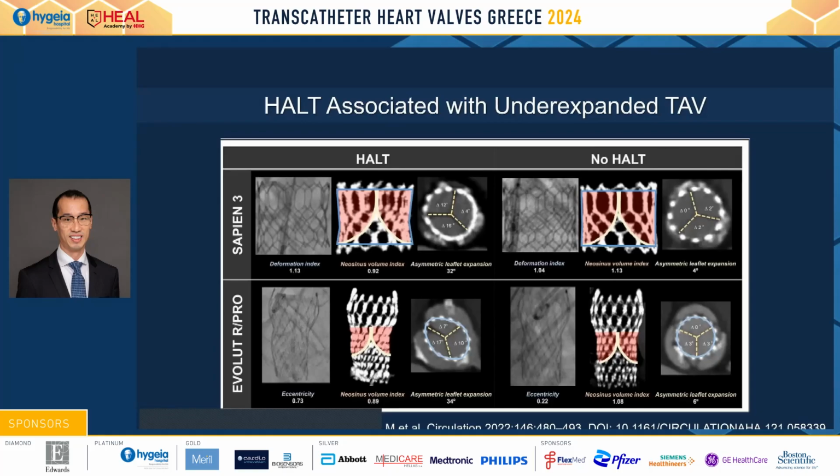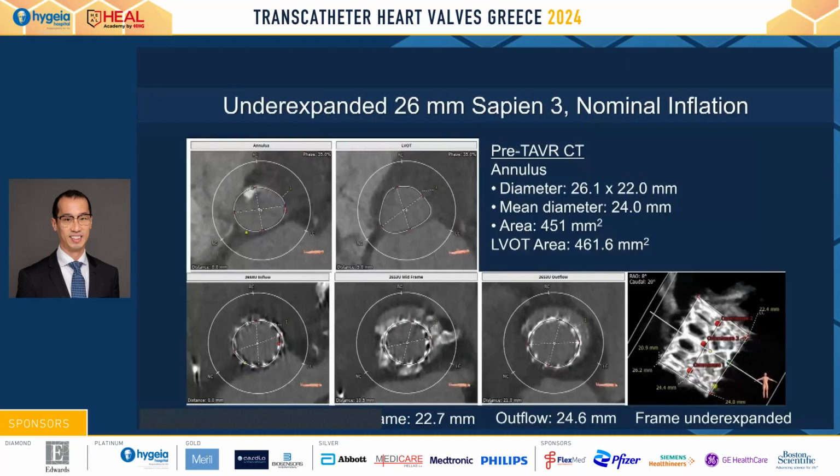Here's the seminal paper from Circulation showing that a significant percentage of TAVI devices that we put in actually are underexpanded, and underexpansion is associated with HALT, or hypoattenuated leaflet thickening. So you can see that example here. This is an underexpanded 26 SAPIEN 3 despite nominal inflation, and you can see the area of the native annulus is 451 millimeters squared, and when you deploy a 26 millimeter valve, you actually end up being more like a 23 millimeter across the entire frame geometry.